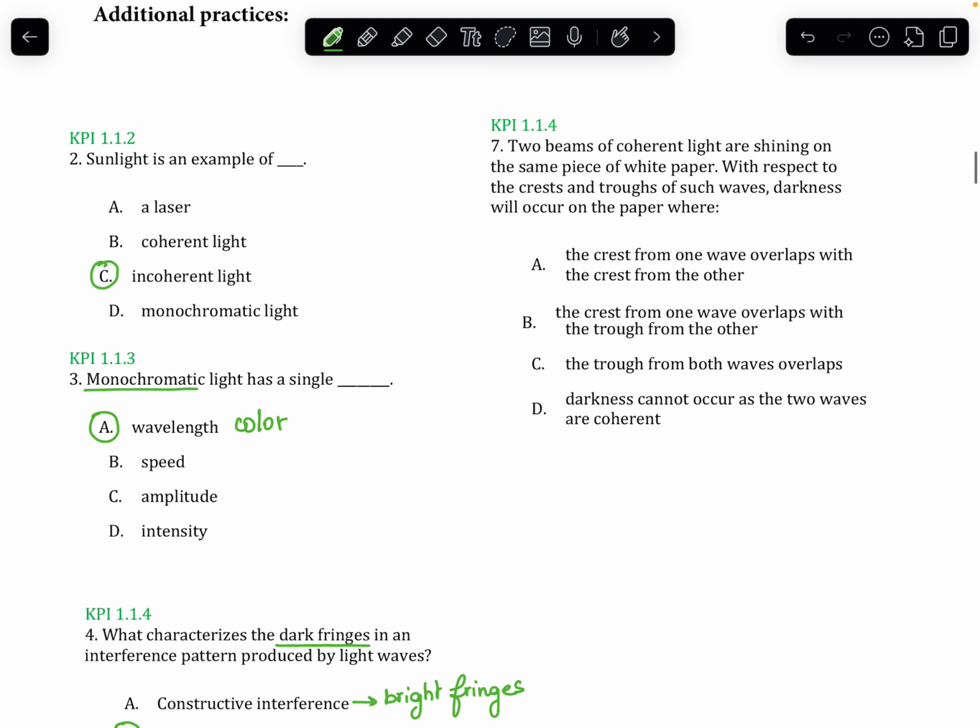Later, two beams of coherent light are shining on the same piece of white paper, with respect to the crests and troughs of such waves. Darkness will occur on the paper where? So where darkness will happen, it is basically between a crest and a trough.